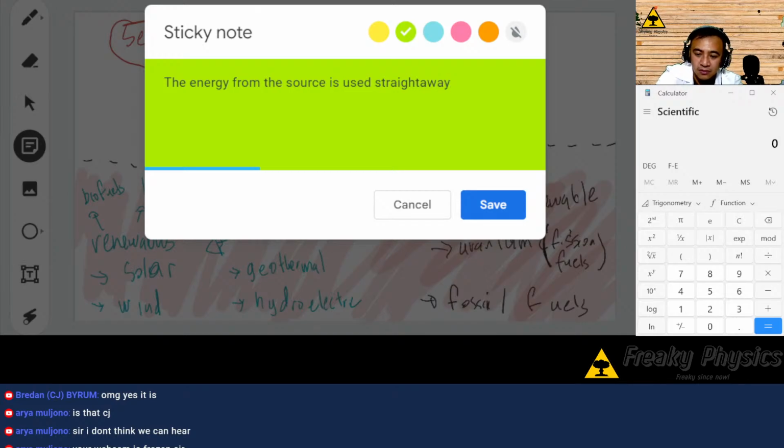Is it biomass? Biomass would not. All of these could be primary sources. But I'll give you an example later of what we mean by that.